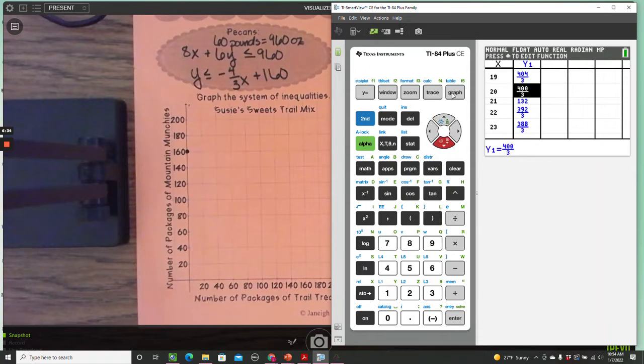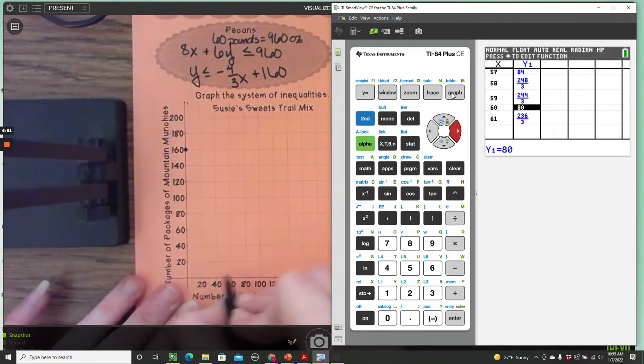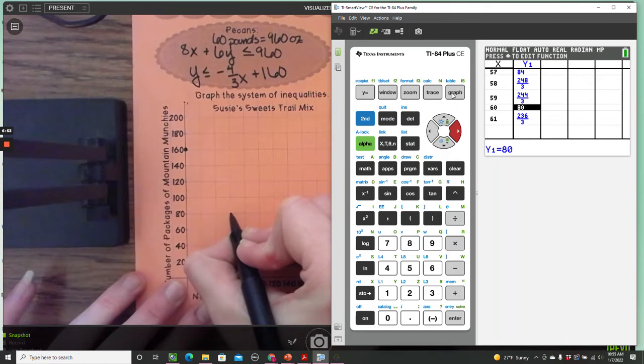20 is a fraction. I don't want any fractions on this side. So we'll go to 40. 40, it's kind of a gross number too. So we'll go to 60. Oh, there's a good one. 60, comma 80. So that's a point on the graph. Over 60, up to 80.